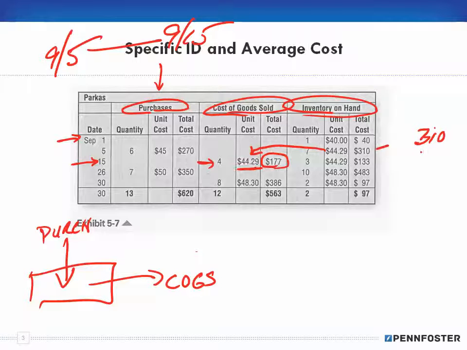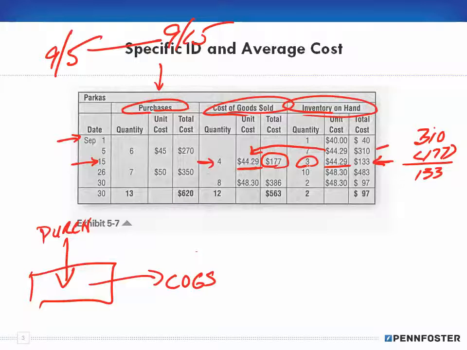So if I take the 310 from 9/5 and I take out the total cost of 177, that gives me 133. So the value of my inventory on September 15th is now 133. And since I had 7 and I take out 4, I have a remainder of 3, right? My unit cost is still 44.29.